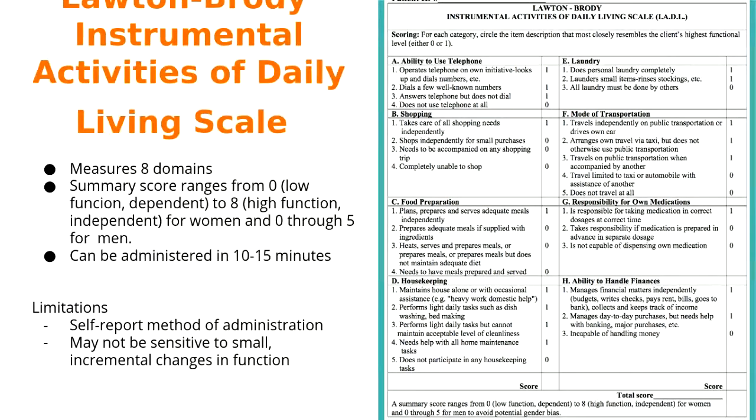And for men, it's 0 through 5. I remember reading that once they were making the scale, they wanted to account for biases. That's why the score ranges are different. And it can be done fairly quickly. It takes 10 to 15 minutes.